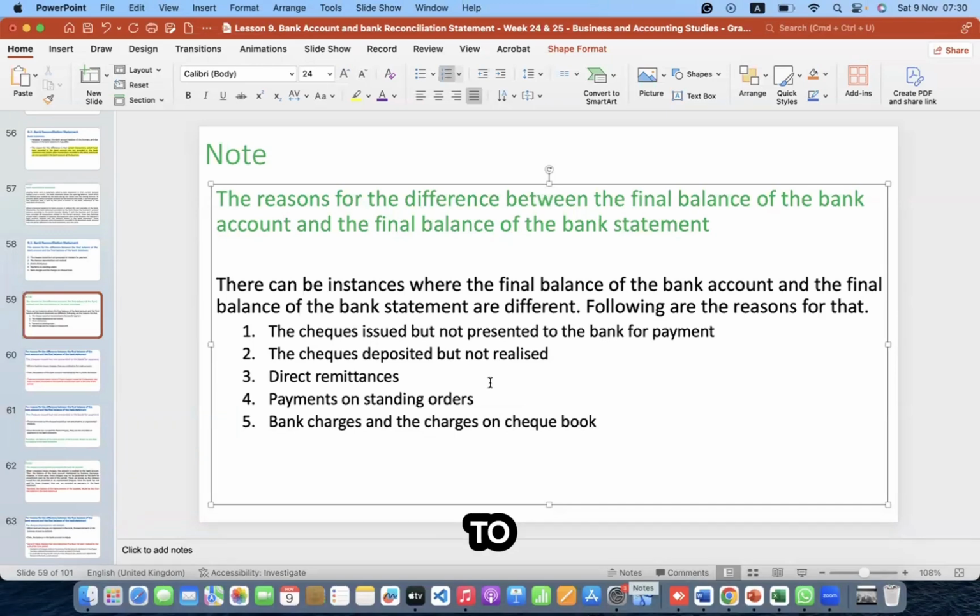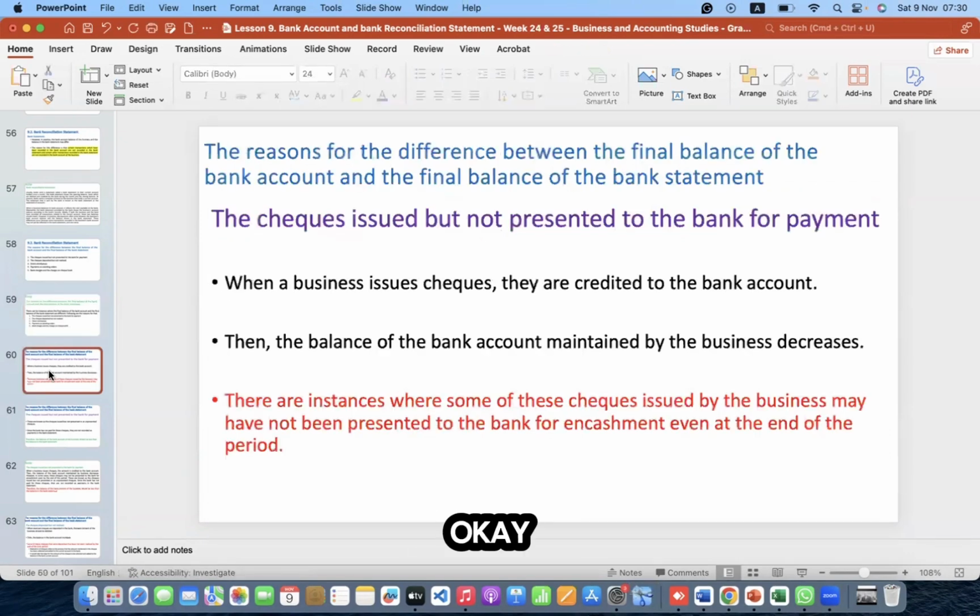Okay, I will move on to the next slide. So we will learn about the checks issued but not presented to the bank for the payment. Okay. When a business issues a check, it is credited to the bank account. Then the balance of the bank account maintained by the business is decreasing. What happens is, when the business is issuing a check, they are crediting the bank account, and then the balance of the bank account is decreasing.